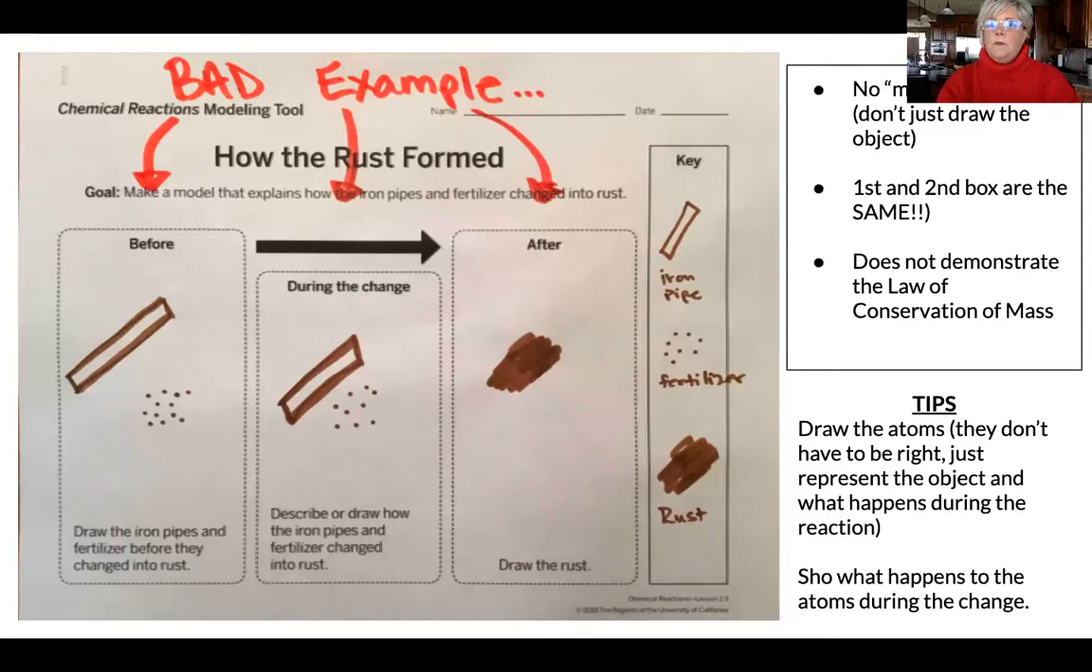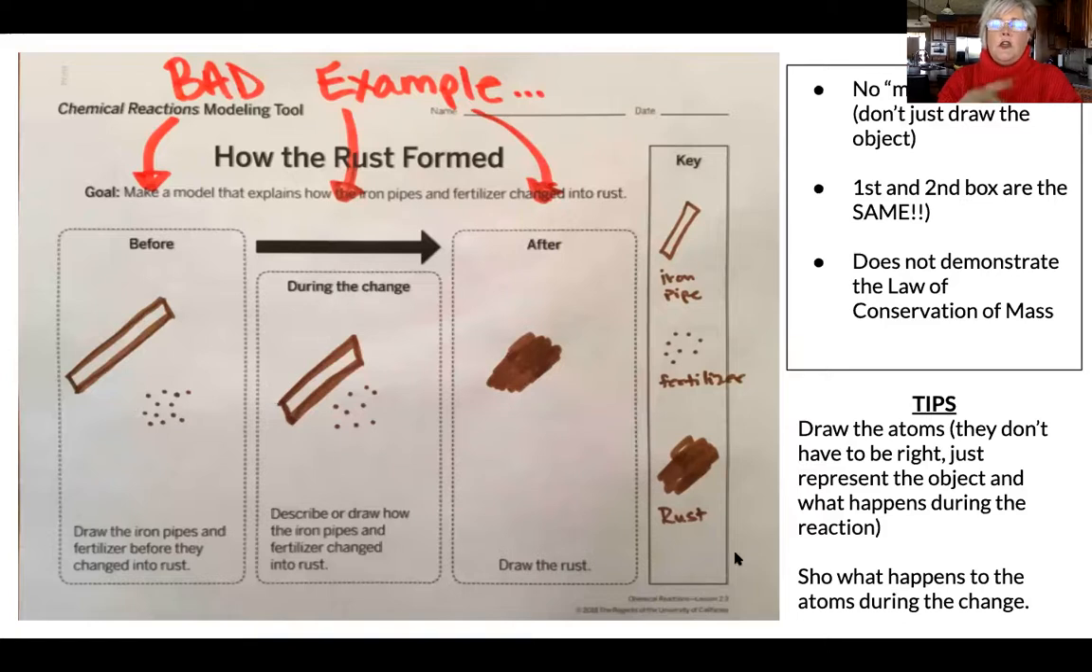Okay. So why is this a bad example? First of all, don't draw macro scales. Second of all, the first and second boxes are exactly the same, and it does not demonstrate that law of conservation of mass.